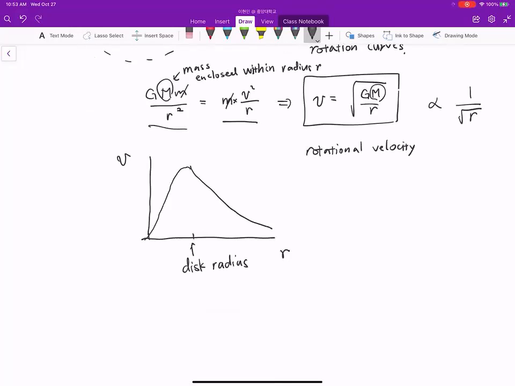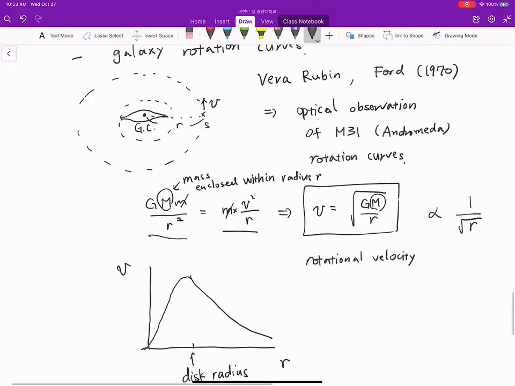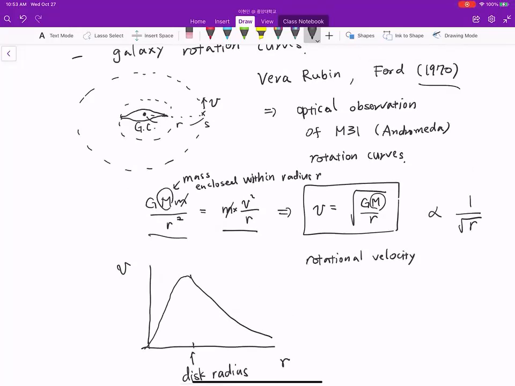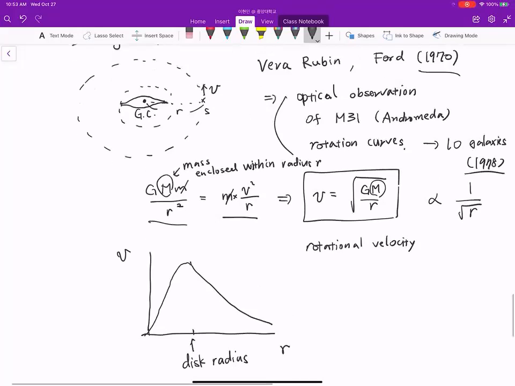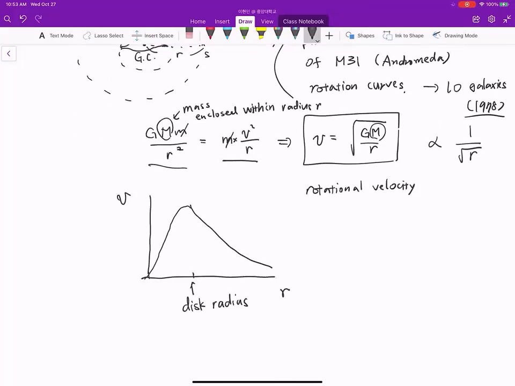So you will expect this kind of thing, right? But according to the observation, including I think the 1970 Rubin and Ford, they observed the rotational curve of the Andromeda galaxy, and then they extended it to I think 10 galaxies, 1978. So they have more data, and then what they observed is this kind of tendency in the velocity curve.